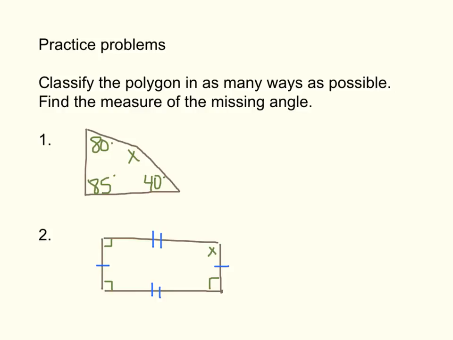Here are your 2 practice problems. Again, find the missing angle and then classify them. Use your vocab words to determine what kind of polygons they are. Don't forget a word problem or question and rate your understanding.